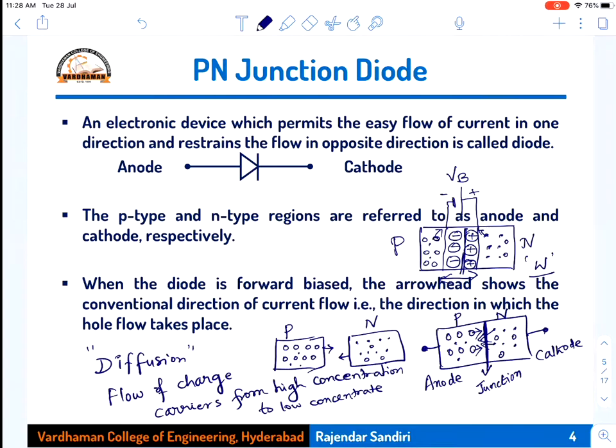That means diffusion takes place only across the junction, near the junction. After that, diffusion stops. Diffusion is nothing but the movement of carriers, and it takes place only near the junction.